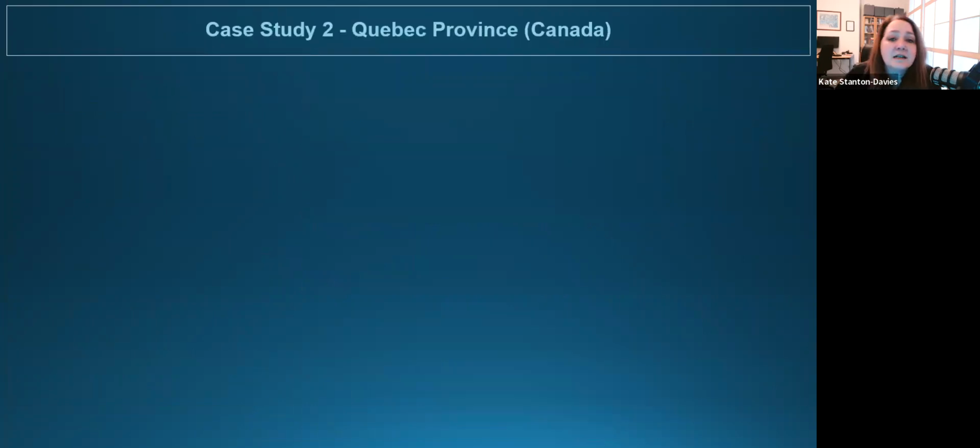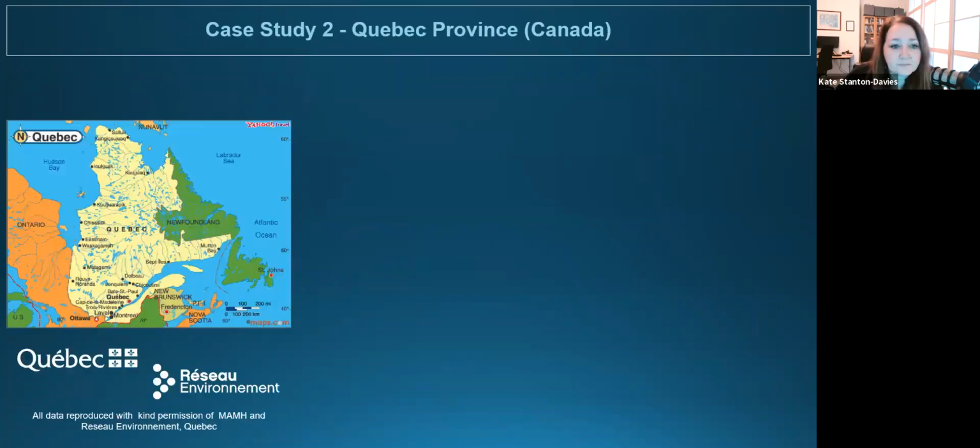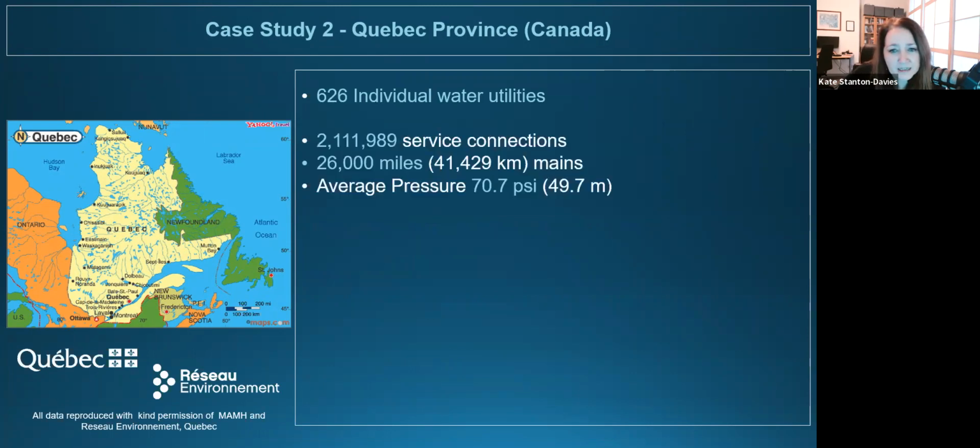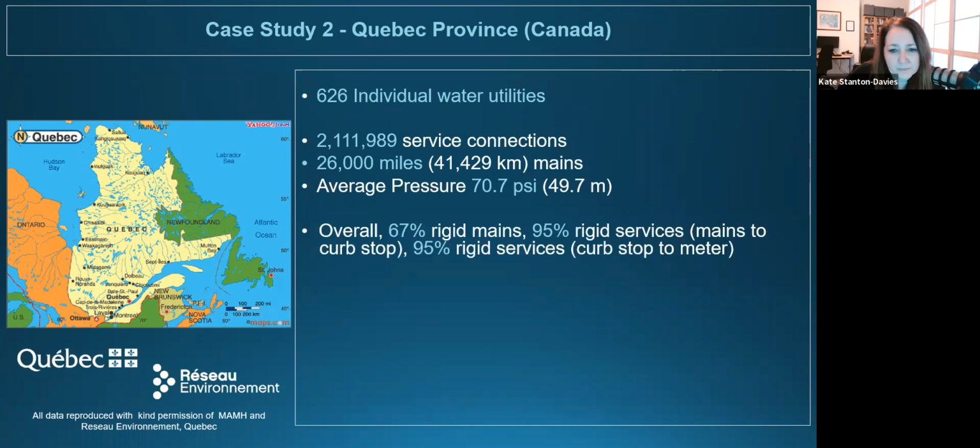The second case study is for Quebec province in Canada. This case study is actually taking data from 626 individual water utilities within the province, which, if taken together, comprises just over 2.1 million service connections, over 41,000 kilometres of mains, with an average zone pressure of just under 50 metres. Overall, 67% rigid mains and 95% rigid services from the mains to the curb stop and the curb stop to the meter.